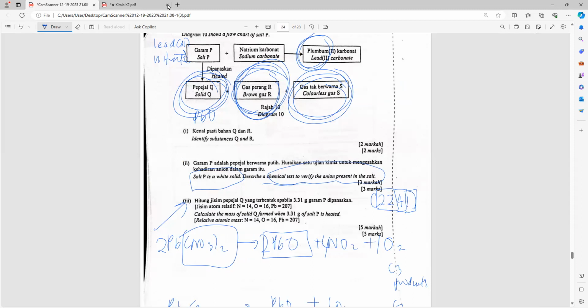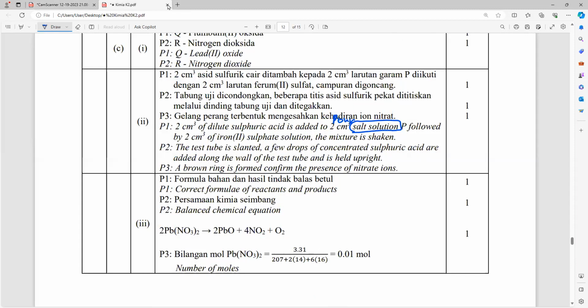That day when teacher did the experiment with you, it was a solution, right? Did I give you any solid? When you all did the brown ring experiment, did I give you any solid? Was it all solution? Yes, solution. Okay, so for point number 1, you must say 2 centimeter cube of salt solution P. Please give me the specification, how much. That's my first mark.